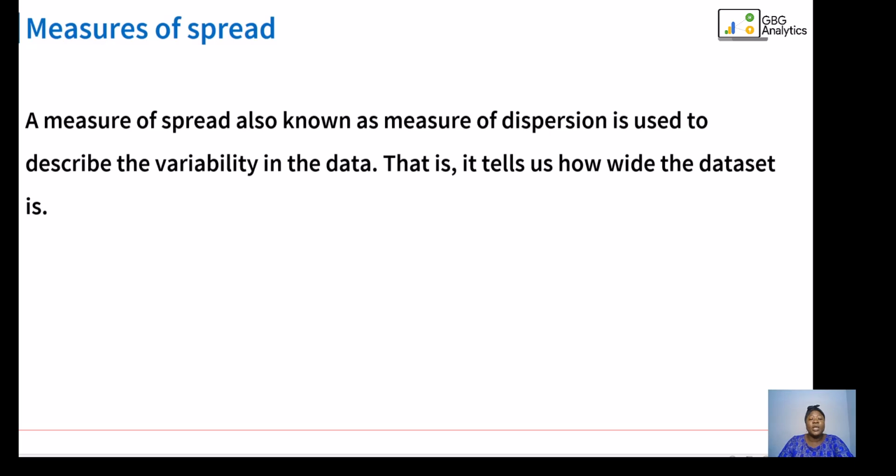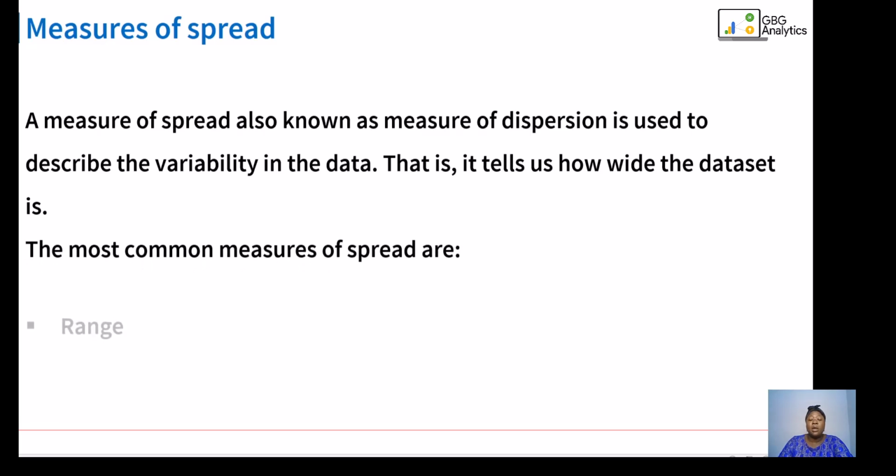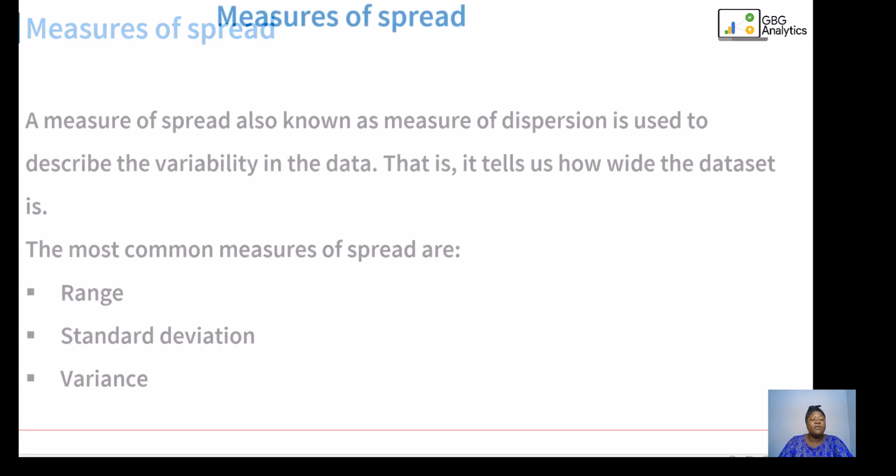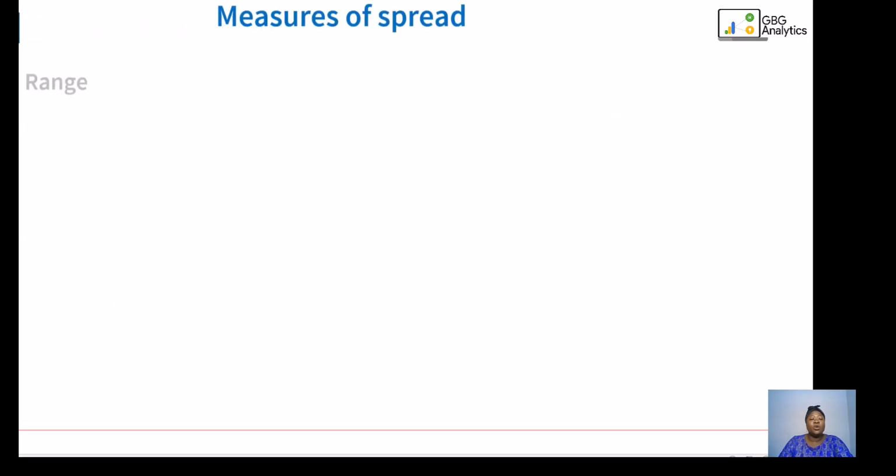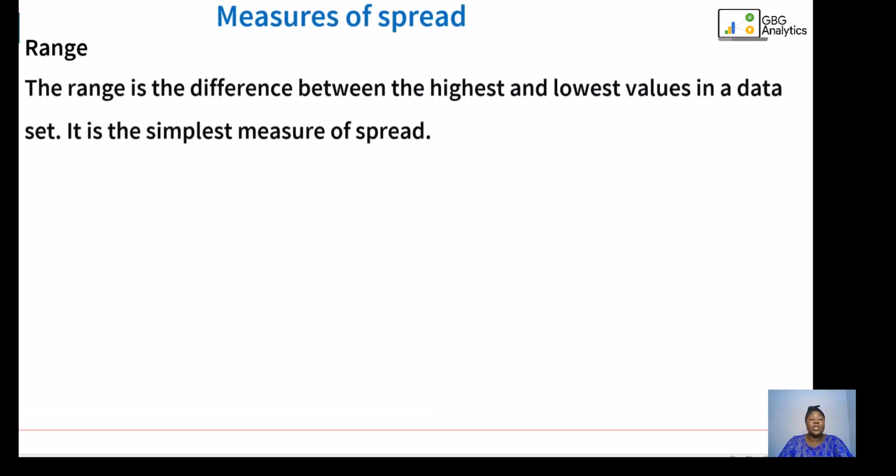So now, measure of spread. This is also known as measure of dispersion and is used to describe the variability in the data. It tells us how widely the data set is spread out. The common measures of spread are the range, standard deviation, and variance. The range is the difference between the highest and the lowest value in a data set.